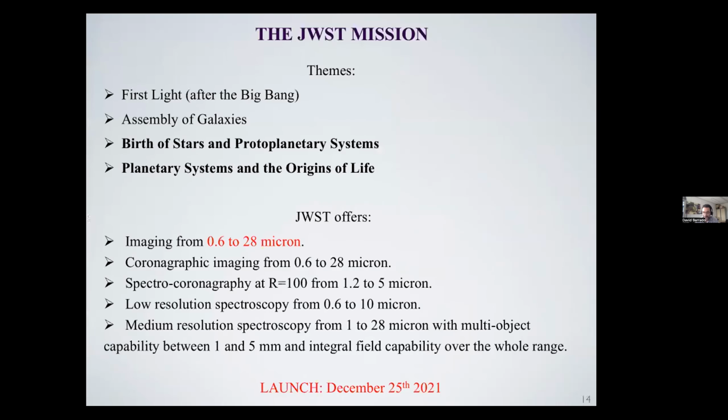So what is new with the James Webb? Just a brief overview. The James Webb Space Telescope has several themes, and two of them are directly related with astrobiology. To be able to fulfill these objectives, it has several instruments, but essentially the important thing is that it can provide imaging from 0.6 to 28 microns, and also coronagraphic imaging. And from my point of view, I think it is also very important that it has spectroscopy with different resolutions up to 28 microns, because for the characterization of the atmospheric properties and the general properties of exoplanets, NIRISS and NIRSpec, two of the instruments, are very important.